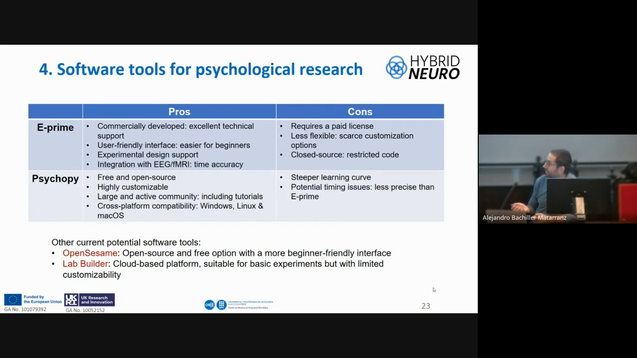Regarding PsychoPy, it's free and open source. It's highly customizable. You can do as you want. The important thing is what I explained before: whether the experiment design is useful or not, you can do as you want. There is a very large and active community, and there are a lot of tutorials and forums to ask questions. So this active community could be compared with the technical support of E-Prime. And it has cross-platform compatibility. It's suitable for Windows, Linux, and Mac. E-Prime is only for Windows, for example.